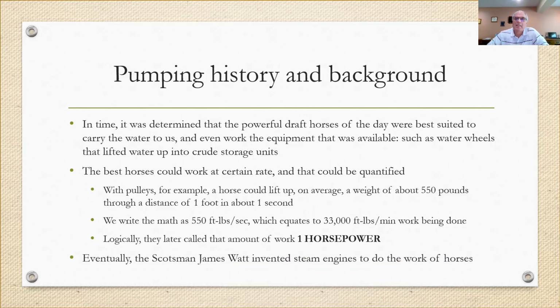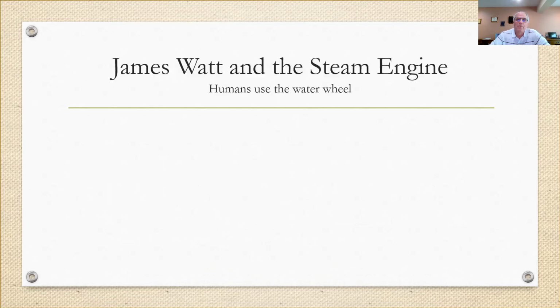Eventually, a Scotsman by the name of James Watt came along and invented steam engines to do the work of horses. So we need to then figure out what's the relationship between horsepower and mechanical work being done. Let's talk about James Watt and the steam engine. We used the water wheel at the time, and I mentioned a little bit about that. For millennia, humans used the water wheel to do work such as lifting water.